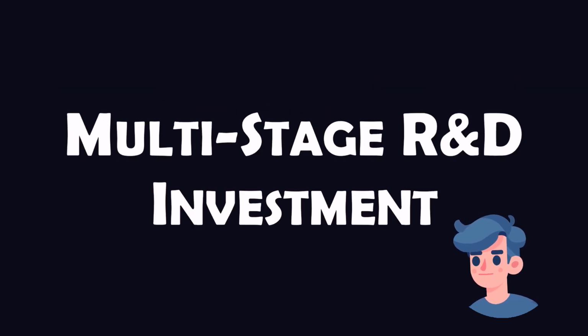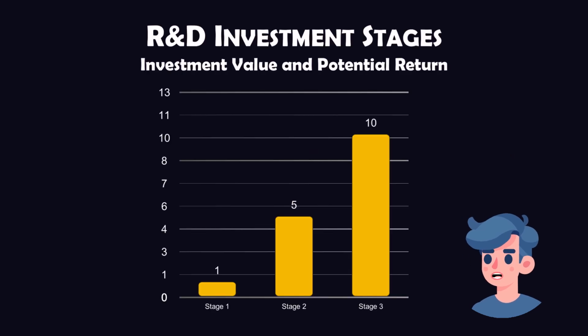To better understand real options in a dynamic business environment, let's consider a multi-stage investment in R&D for a tech company. Stage 1 involves an initial investment, and if successful, leads to stage 2 and 3 expansions. By integrating real options, the company can strategically decide at each stage.